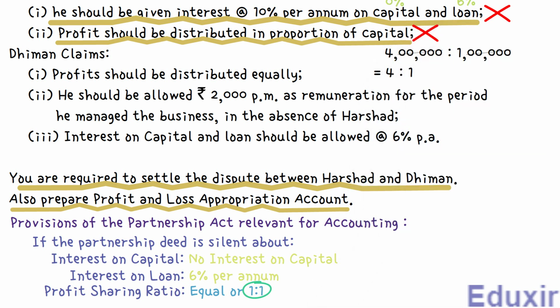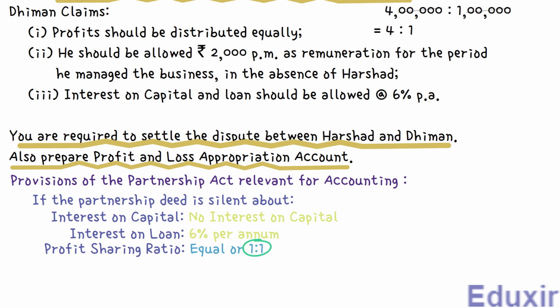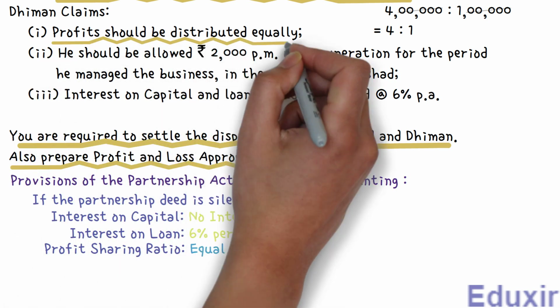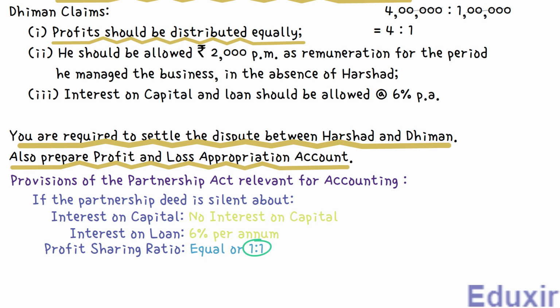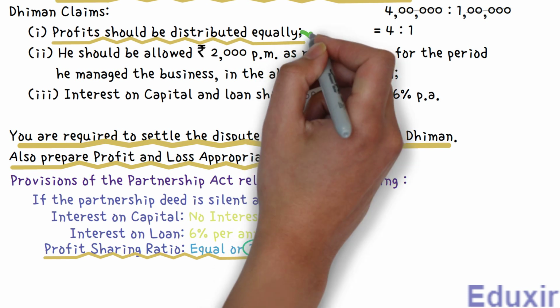With that, we are done with the validation of the claims made by the partner Harshad. Let us now proceed to check the validity of the claims made by the partner Dhiman. His first claim is that the profits should be distributed equally. We have just now seen that as per the provisions of the Partnership Act, if the partnership deed is silent about the profit sharing ratio, then the profit should be distributed equally. So, this first claim made by the partner Dhiman is valid one.